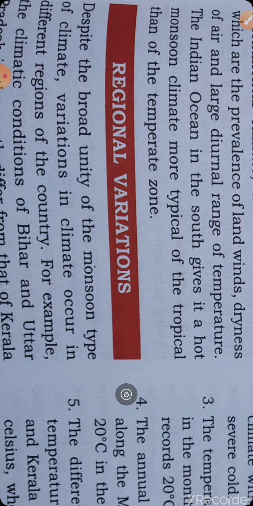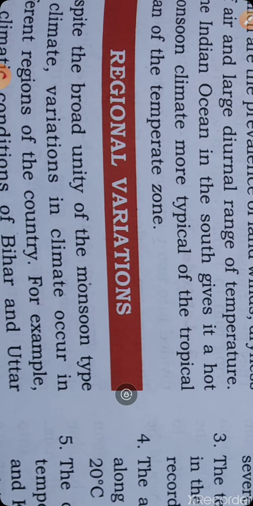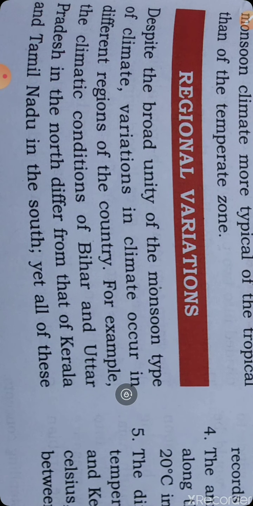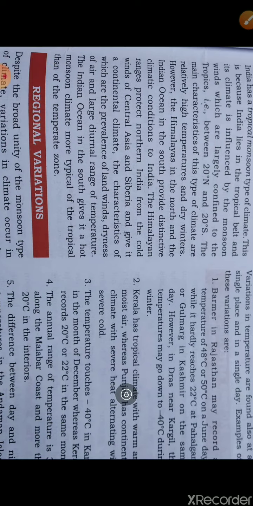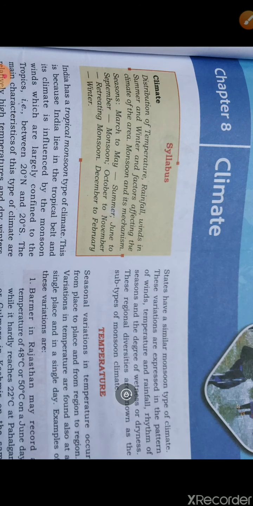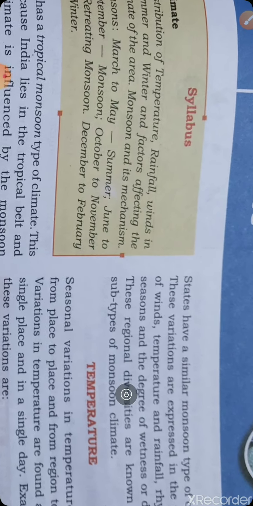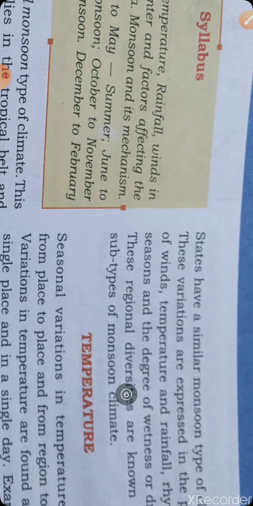Let us see what regional variation is. What do you mean by regional variation? The word regional variation means region to region we have different temperature during the day and temperature during the night. For example, it is written here: Bihar and Uttar Pradesh in the north differ from Kerala and Tamil Nadu in the south. So, Bihar and Uttar Pradesh have a different type of climate, while Kerala and Tamil Nadu have a different type of climate. Yet, these states have a similar monsoon type of climate.